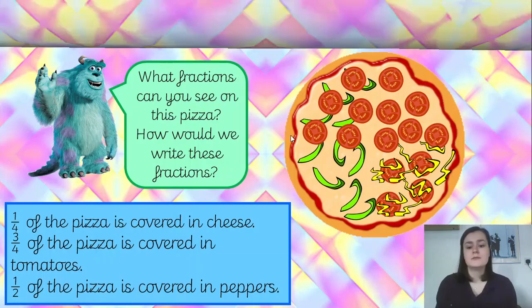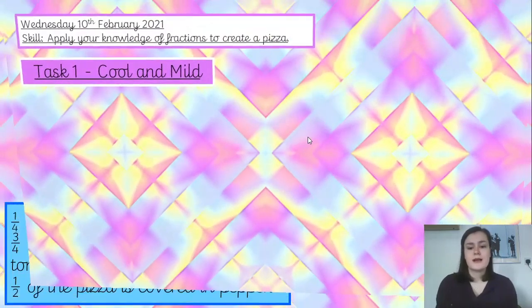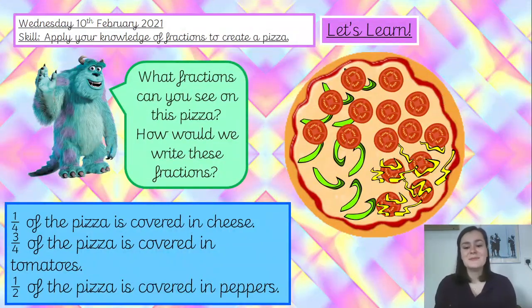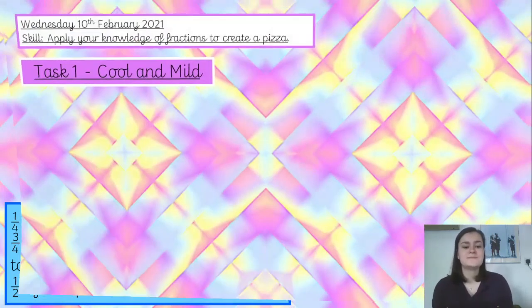Because again, if we split our pizza into 4 equal parts, 3 of them would be covered in tomatoes. And of course, with quarters, we always have 4 as the denominator. So 1/4 would be 1/4 and 3/4 would be 3/4. And finally, half of the pizza is covered in peppers. So we write half as 1/2, and well done if you said those 3. That was a tricky one.